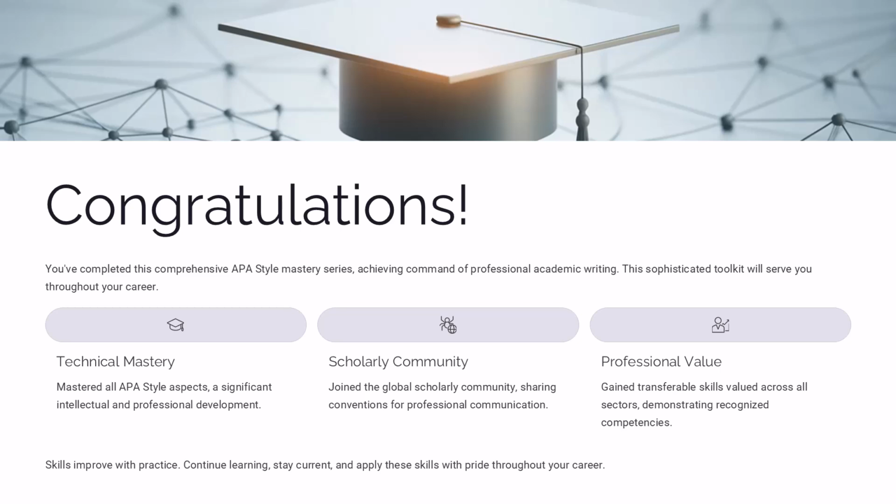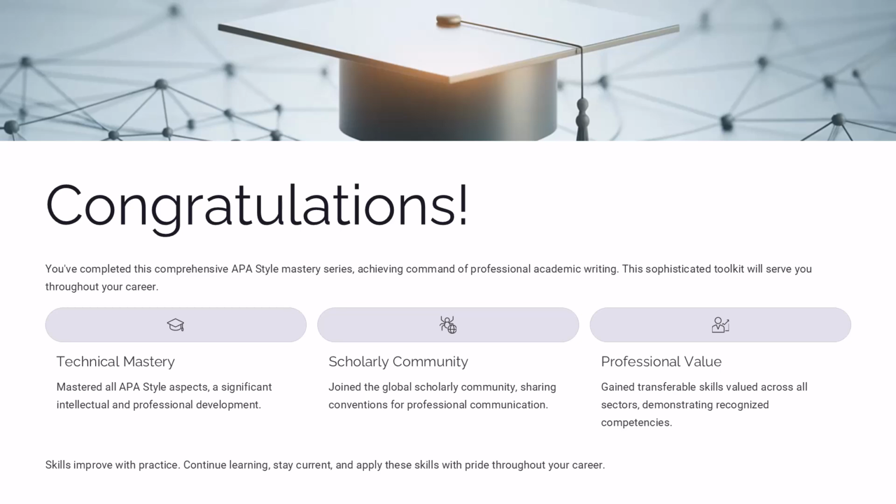The skills you've developed are transferable to many professional contexts beyond academia. Clear writing, systematic organization, accurate documentation, and attention to detail are valued in business, healthcare, education, government, and nonprofit sectors. Your APA-style mastery demonstrates competencies that employers recognize and value.